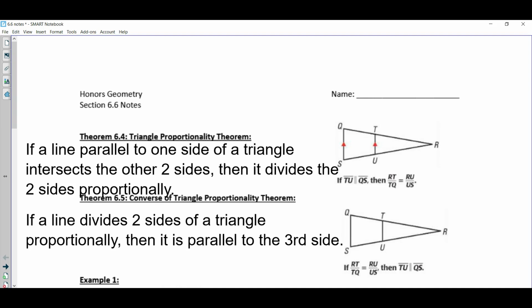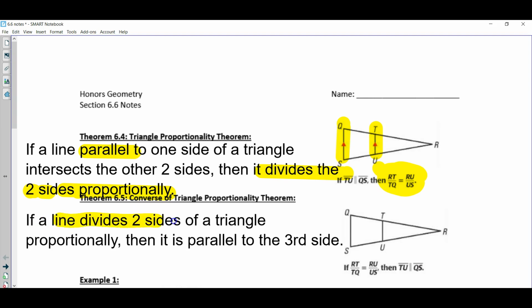Basically, in short, what this is telling us is that if a line is parallel to one side of a triangle and it intersects the other two sides, it always will divide those sides proportionally with each other. And so what I'm looking at over here in this drawing is it's basically saying that if I know that QS and TU are parallel, what that's going to tell me is essentially TUR and QSR are going to be similar to each other. So it allows me to create this proportion, and we can solve for missing sides of the shape here.